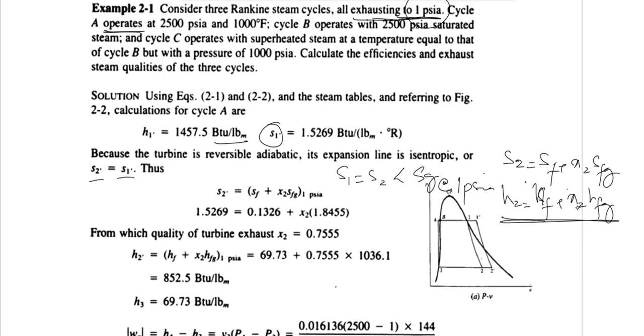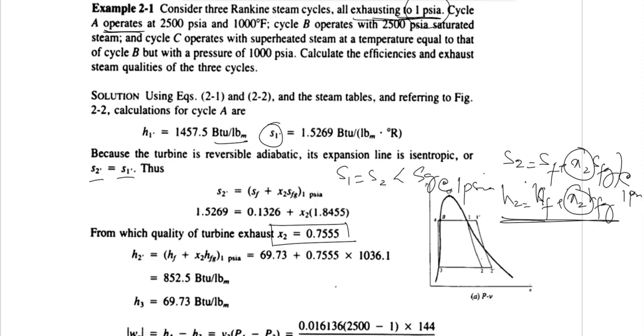But yes, in this question, we do not have the value of X. So we can find the value of X from here, using the pressure of 1 psi. Using these values of SF and SFG at 1 psi, just putting them in, we can find the value of X, and that is equal to 0.7555.